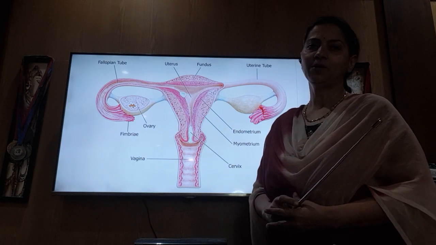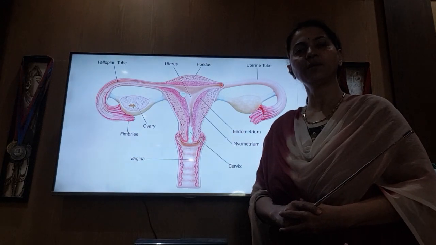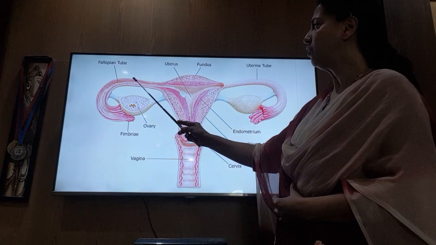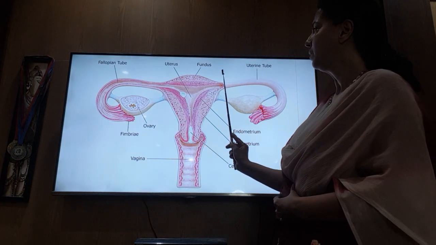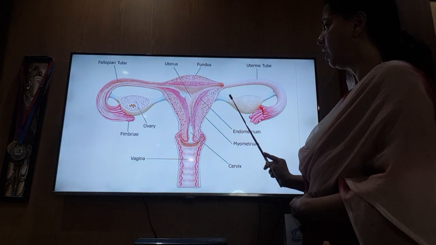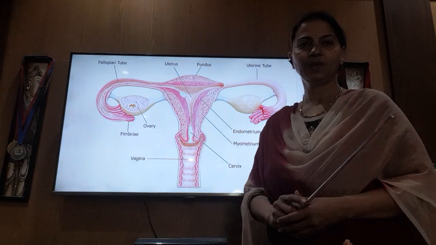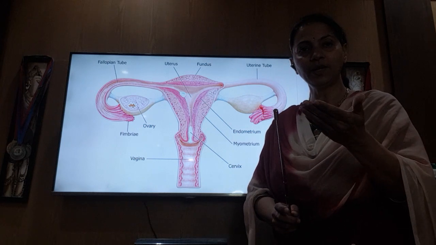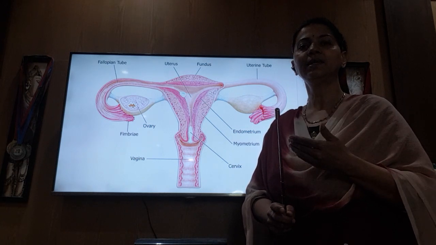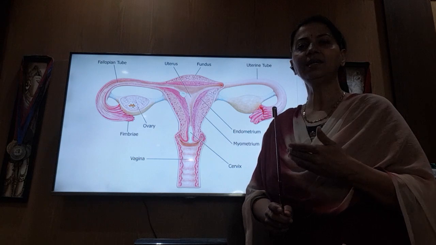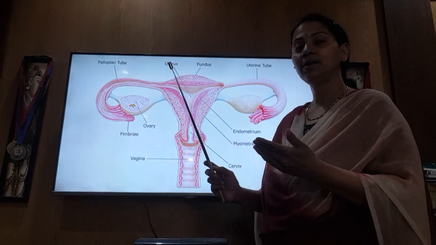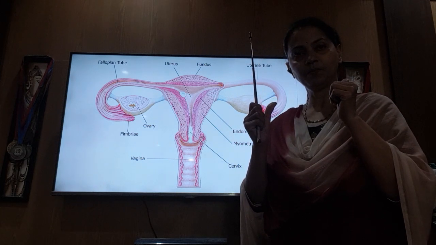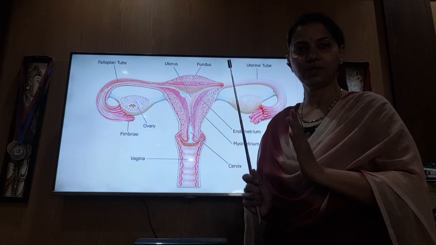Okay, now the next thing that we should know is the position. Obviously, just like the fallopian tube and ovary, the uterus is also a pelvic organ, and it is lying between the urinary bladder and rectum. That means anterior to the uterus is the urinary bladder and posterior to it is the rectum. So this is lying in between.